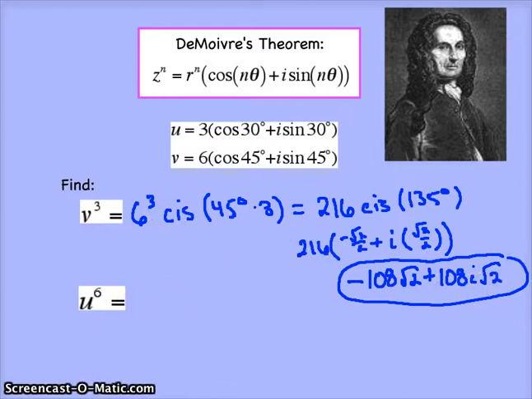Most of the time we can just leave these in trig form, but if the directions ask for standard form, you should be able to convert back to standard. u to the sixth actually will work out well in that form as well.